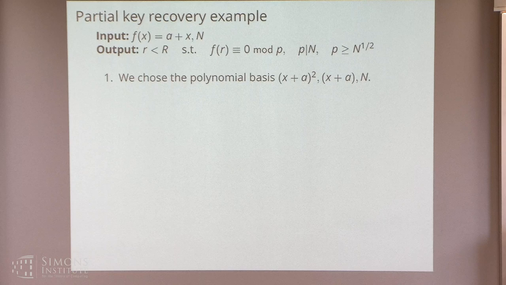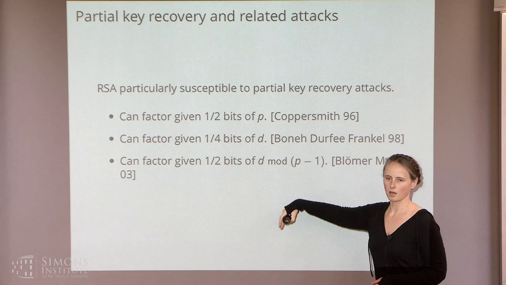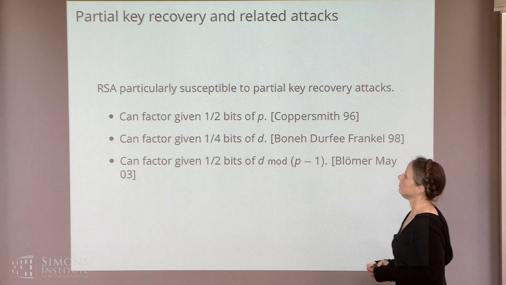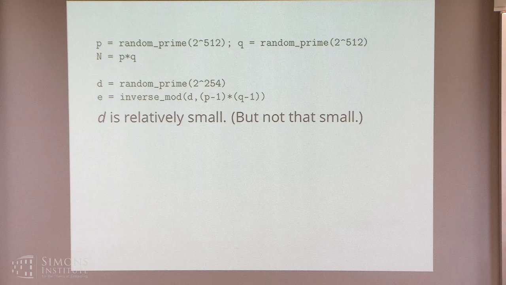I'm going to skip this calculation because it's boring. This is just like how to do the determinant bounds. There's a bunch of other kinds of RSA attacks, if you care about practice, like factoring given half the bits of P, a quarter of the bits of D, or half the bits of D mod P minus 1. These are all in the same framework. So I'm going to move on to another example.